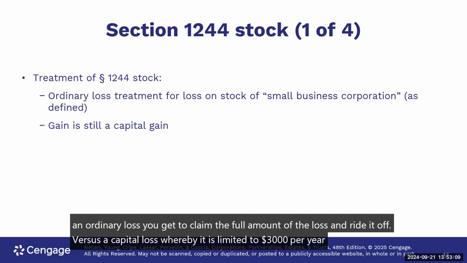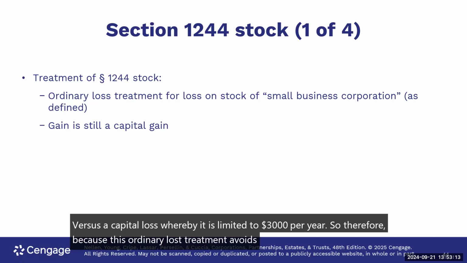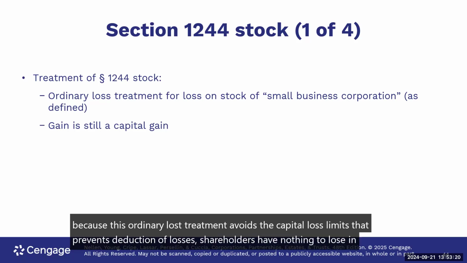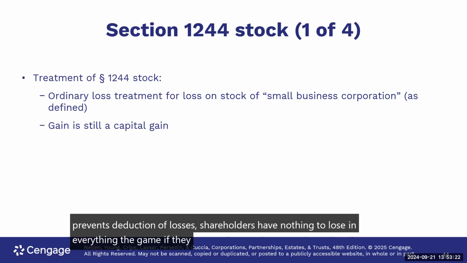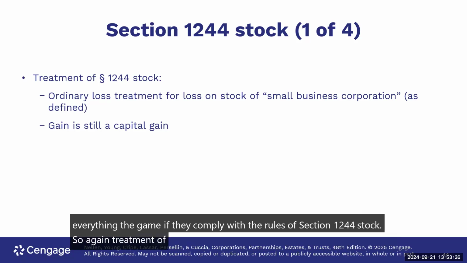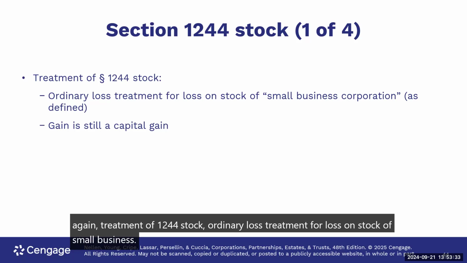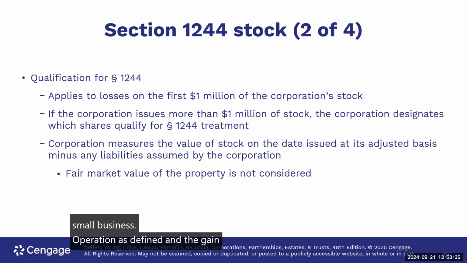So, therefore, because this ordinary loss treatment avoids the capital loss limits that prevent deduction of losses, shareholders have nothing to lose and everything to gain if they comply with the rules of Section 1244 stock. So again, treatment of 1244 stock: ordinary loss treatment for loss on stock of a small business corporation as defined, and the gain is still a capital gain.